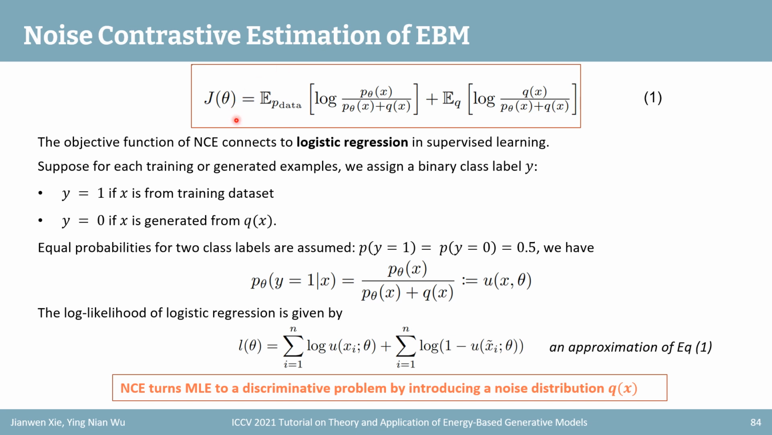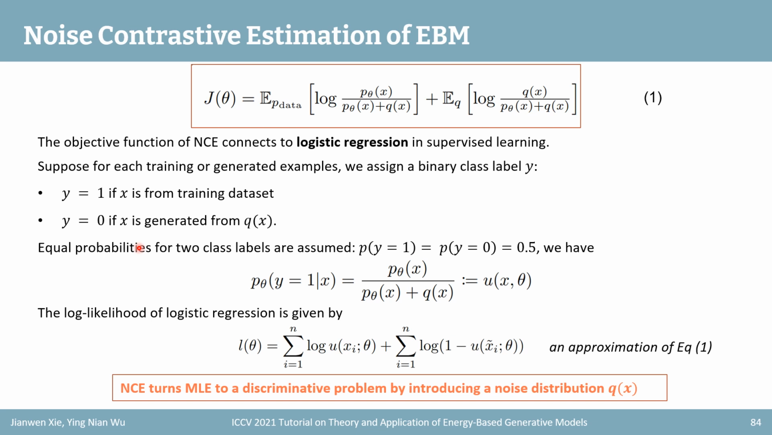So why can we use this J of theta? Actually, this is just the log likelihood of logistic regression in supervised learning. So very similar to GAN. We use Q of X to generate those fake examples. And then we learn P theta of X to tell apart the fake examples and the real examples. So this is a logistic regression where we introduce the label y equals 1 if x is a training example and y equals 0 if x is a generated example from the noise distribution.